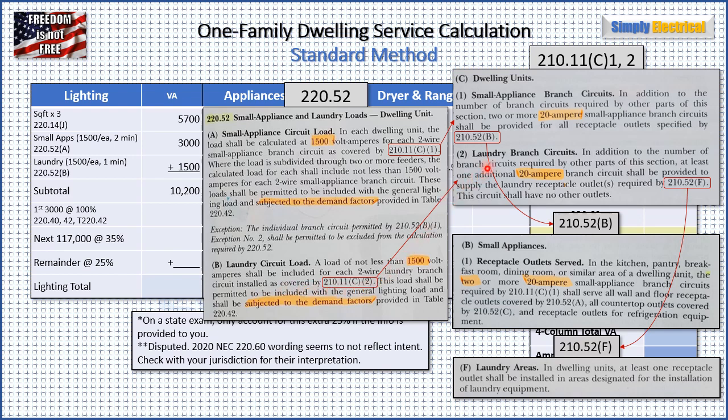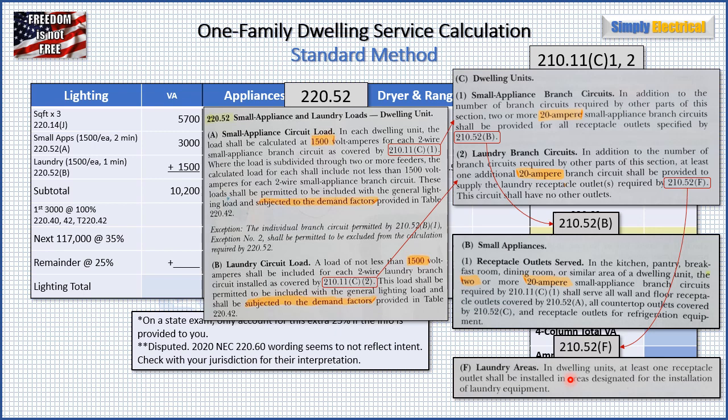210.11(C)(2) is laundry branch circuits. In addition to the number of branch circuits required by other parts of this section, at least 1 additional 20-amp branch circuit shall be provided to supply the laundry receptacle outlet or outlets required by 210.52(F). This circuit shall have no other outlets. Okay, 210.52(F), laundry areas. In dwelling units, at least 1 receptacle outlet shall be installed in areas designated for the installation of laundry equipment. So that's the requirement right there, that every dwelling unit is required to have one receptacle outlet for laundry.